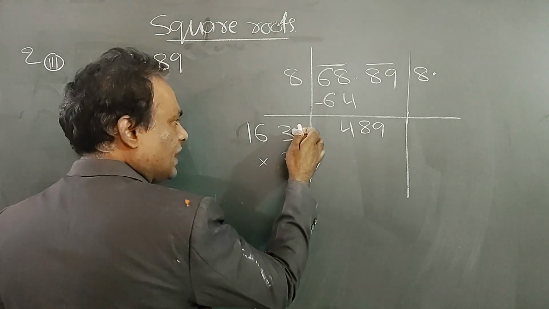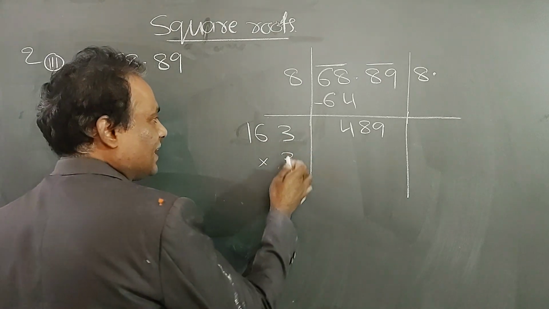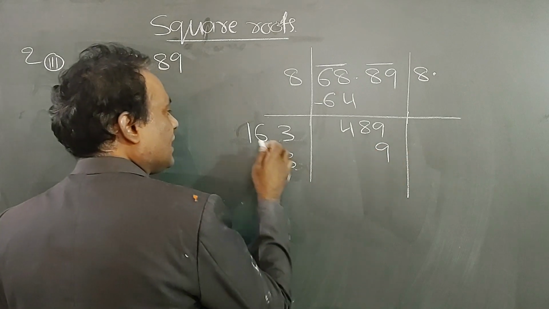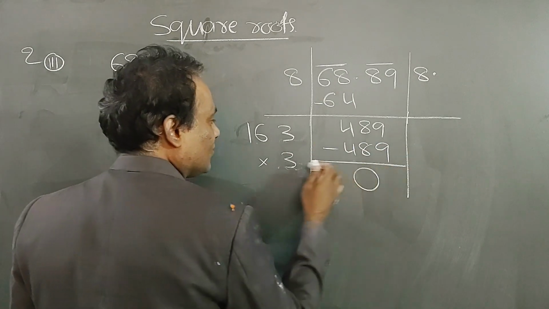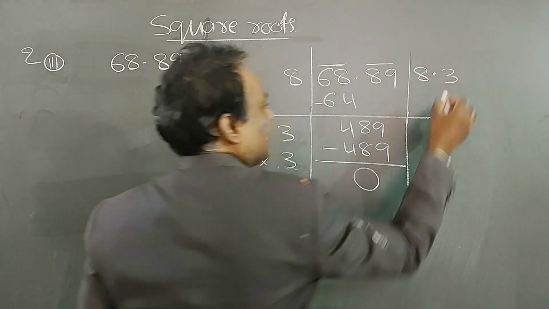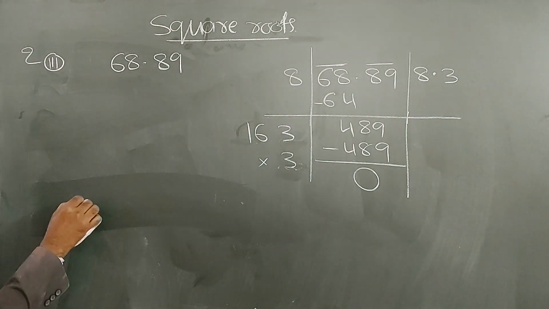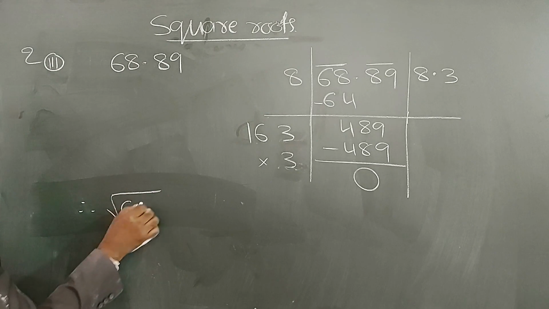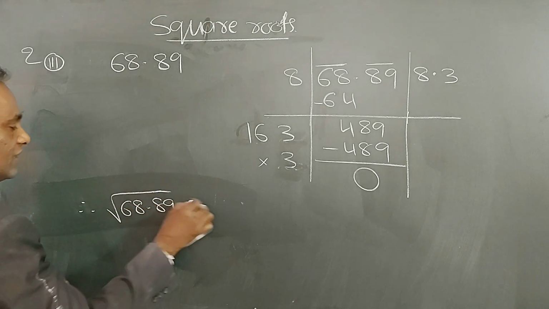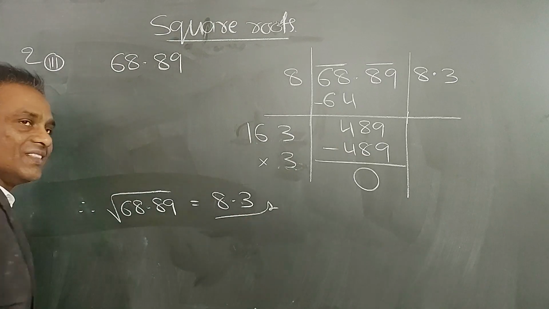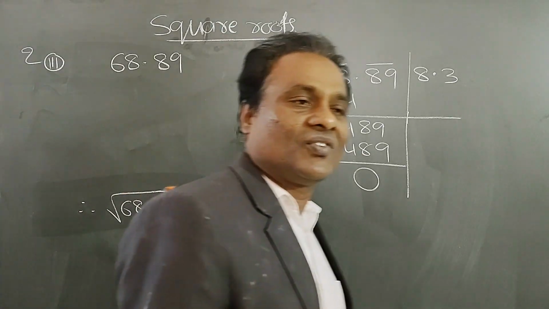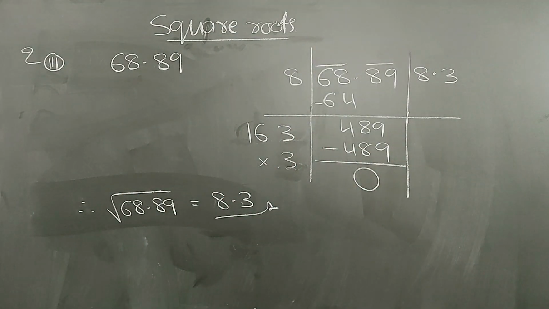So write 3 and multiply with 3. 3 3s are 9. 3 16s are 48. Over. So what number we took? 3. So therefore, root of 68.89 is equal to, what is the answer? 8.3. Like this you can find the square root. Write down, students, and do the next problem.